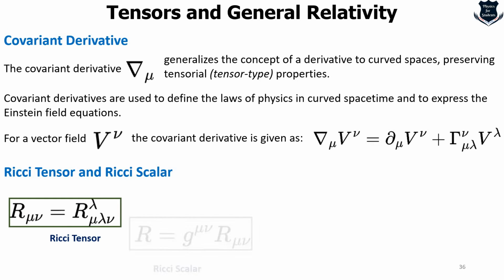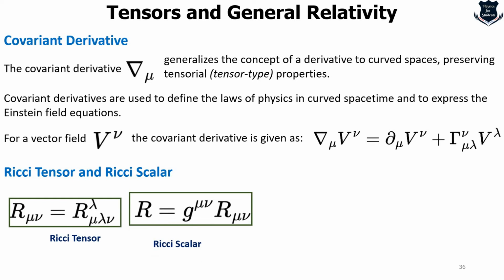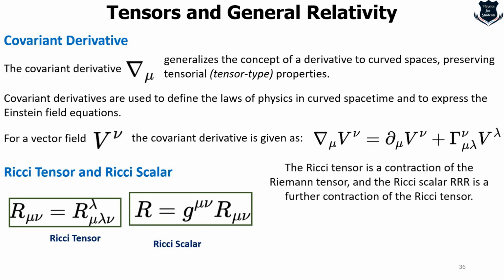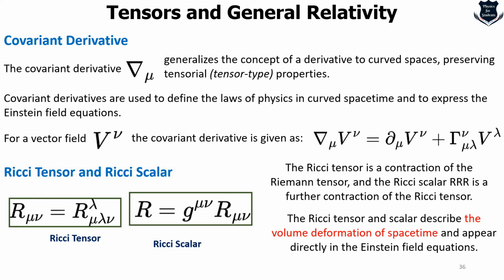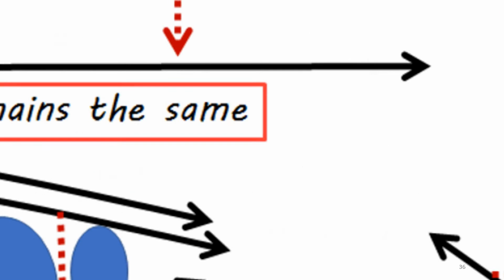Ricci tensor and Ricci scalar. These are actually related in some way, but there are other ways of writing the indices. So what it does is that the Ricci tensor, as I told you, is a contraction of the Riemann tensor, and the Ricci scalar is a further contraction of the Ricci tensor. So the Ricci tensor and the scalar describe how the volume deformation happens, the referential volume. I will just show you a quick diagram, you will understand.